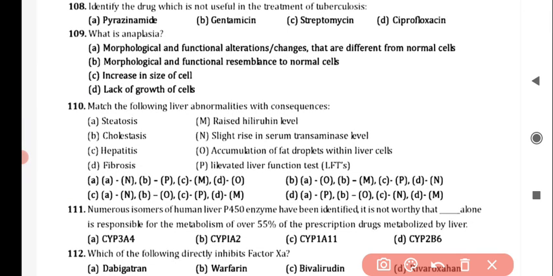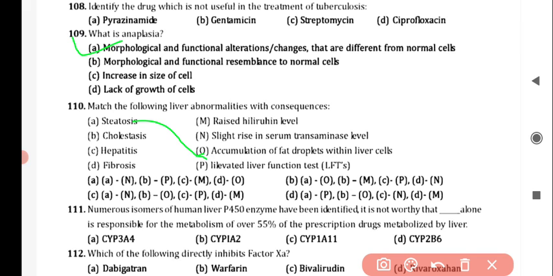Next question is, what is anaplasia? And the correct answer is option A, morphological and functional alterations or changes that are different from normal cells. Next question is, match the following liver abnormalities with consequences. So in this, for the first option, that is steatosis, the correct answer is O, that is accumulation of fat droplets within liver cells.